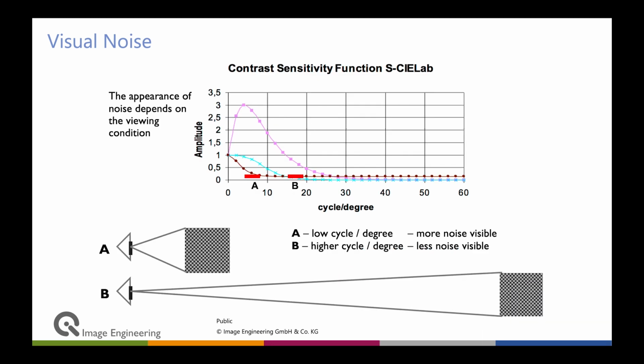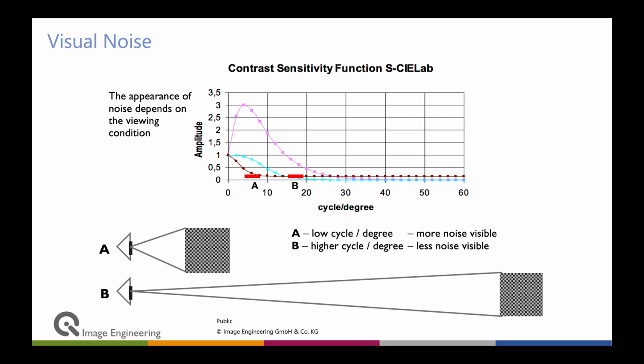So the CSF is the amplitude you see, plotted versus cycles per degree. How can I understand cycles per degree? That's the spatial frequency per viewing angle. If I have an object, you see there, condition A, I have the object close to my eye. So I have a certain amount of line pairs for a large angle, so I have a low cycles per degree.